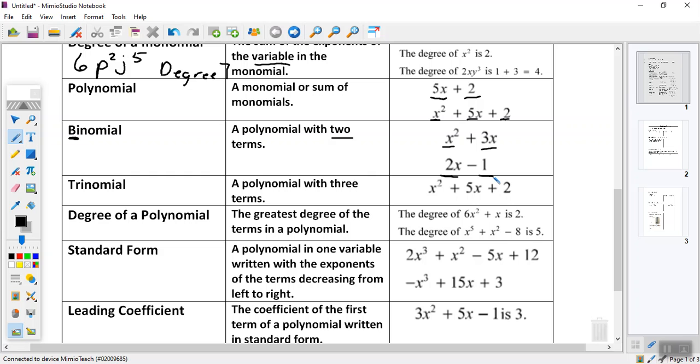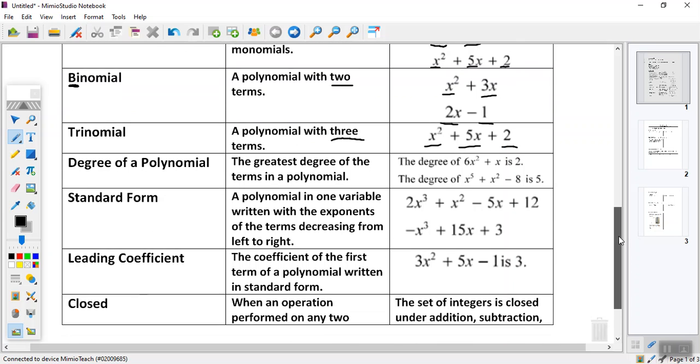So a trinomial is going to be any polynomial with what? 3 terms. So, how many terms are here? X squared, positive 5x, positive 2. There you go. Monomial, how many terms? Mono meaning what? 1. Binomial, how many terms? 2, because bi means what? 2. Trinomial, how many terms? 3. And we don't really have names beyond that. If it's beyond 3, we just call it a polynomial.